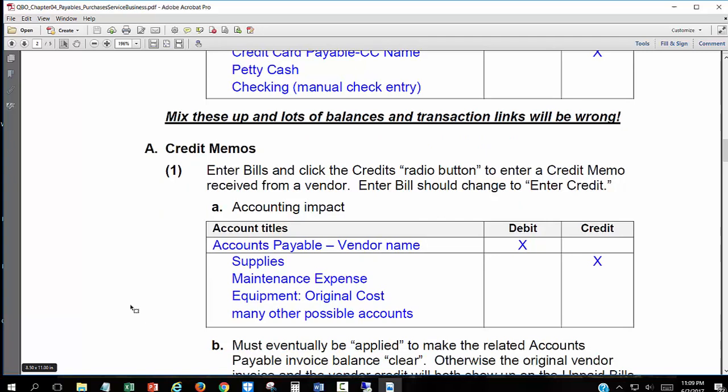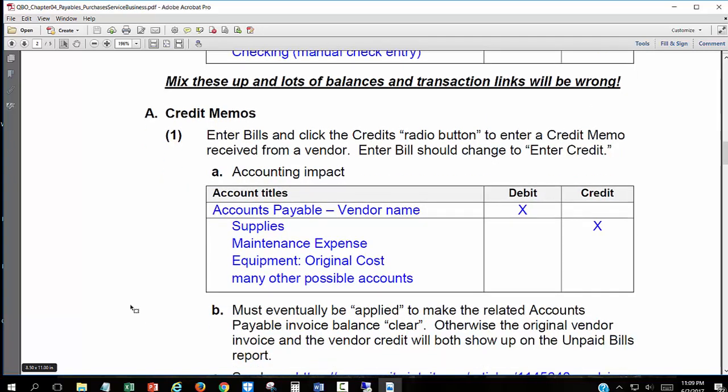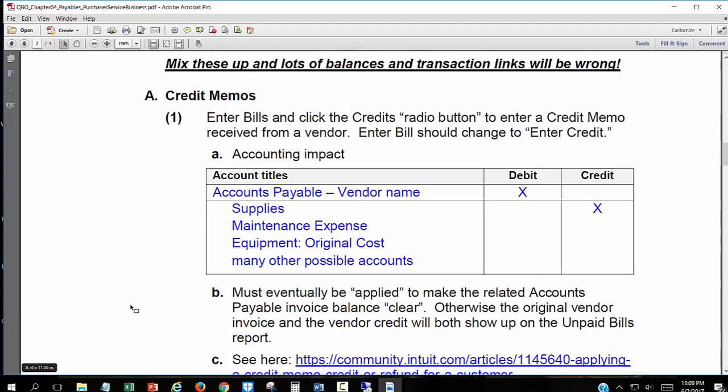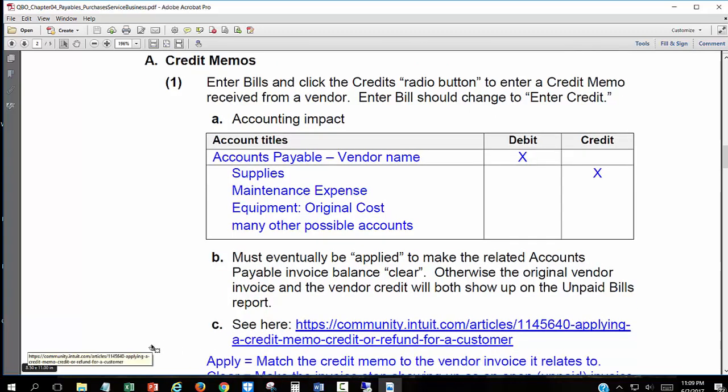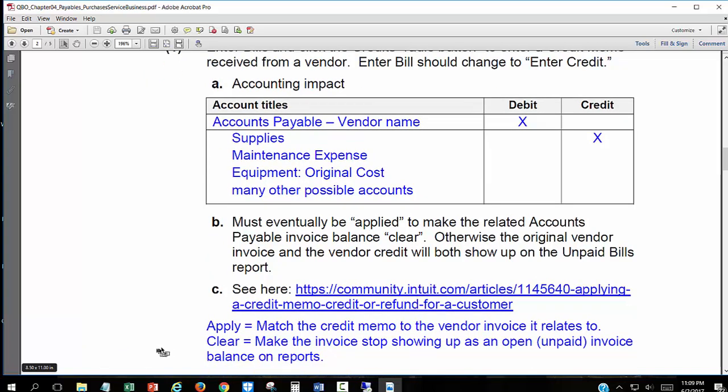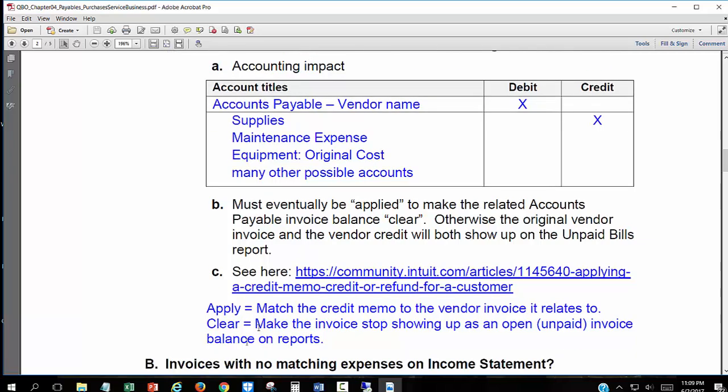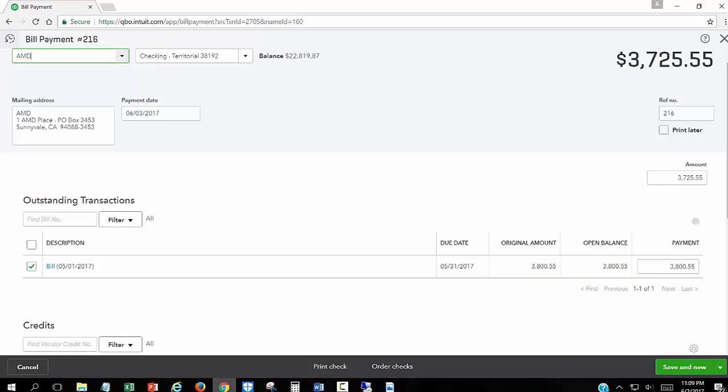Now you eventually have to apply credits in order to make the related accounts payable invoice clear out. Otherwise, the original vendor invoice and the vendor credit will both show up in unpaid bills. So here's a bunch of detail given in this link to a discussion on the QuickBooks online site. But essentially what I'm talking about here is if you apply the credit memo, that means you match the credit memo to the vendor invoice that it relates to. And when you clear the invoice, that means the invoice stops showing up as an unpaid invoice balance on your reports.